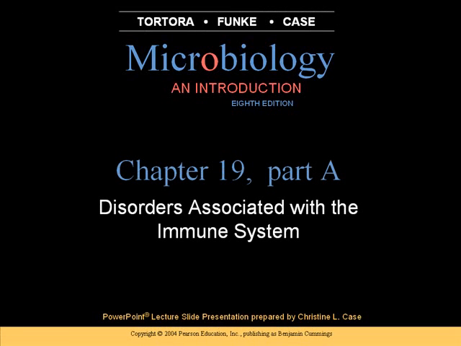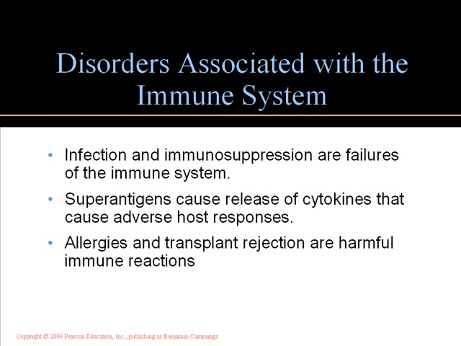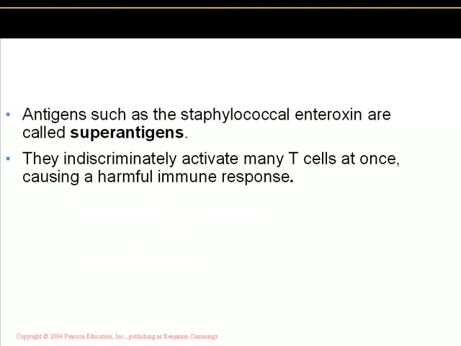Okay, I'm going to continue the lecture series with Chapter 19, and we'll talk about some disorders that are associated with the immune system. Infection and immunosuppression are basically failures in the immune system. There are superantigens that cause a release of cytokines that cause adverse host response, and we talked about cytokines when we talked about the immune system. Allergies and transplant rejections are basically harmful immune reactions.